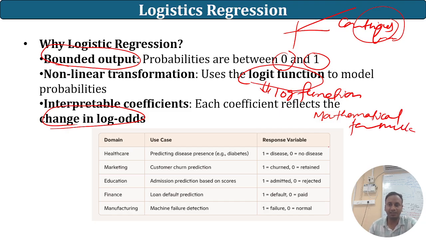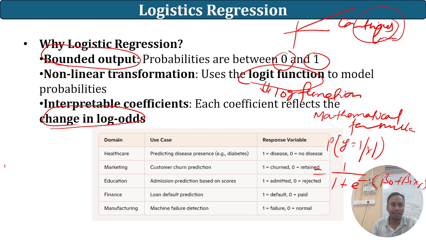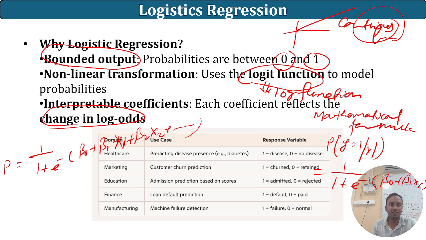So we'll say the probability of getting one given x condition. It's a conditional probability. It will come like 1 by 1 plus e to the power minus of beta 0 plus beta 1 x1 plus beta 2 x2 and so on. So this is the statistical modeling.